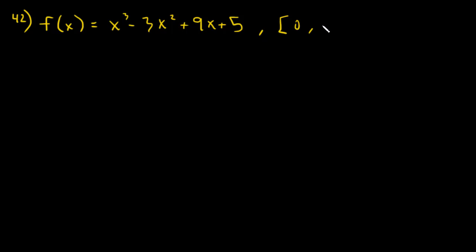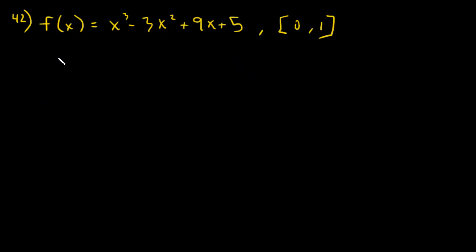Clear the screen. Okay, so the last one is number 42, and number 42 is using the MVT. The function itself, f of x, is equal to x cubed minus 3x squared plus 9x plus 5. And we're given that the interval is between 0 and 1. Before we work this, we're supposed to use the MVT to guarantee that there's at least one solution that satisfies the MVT. So let's talk about the MVT refresh just a little bit.